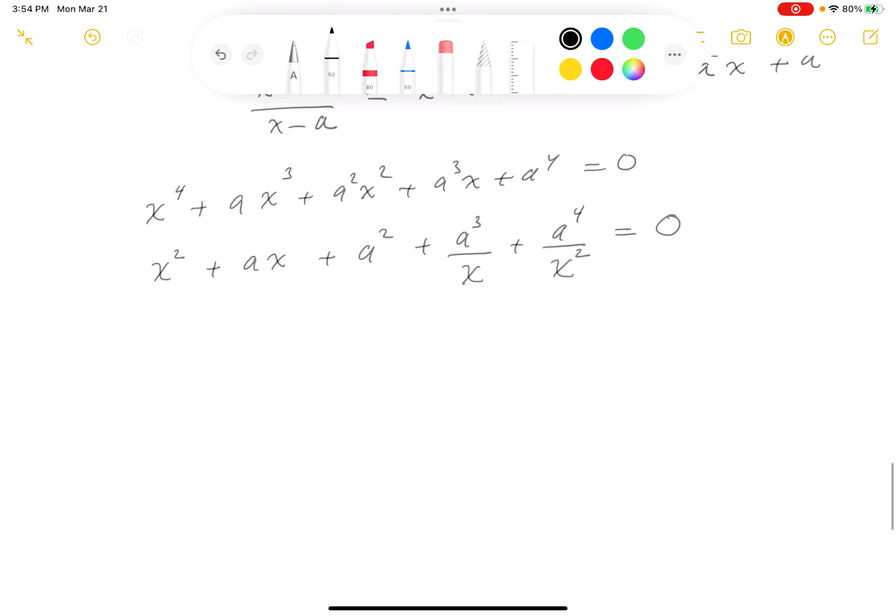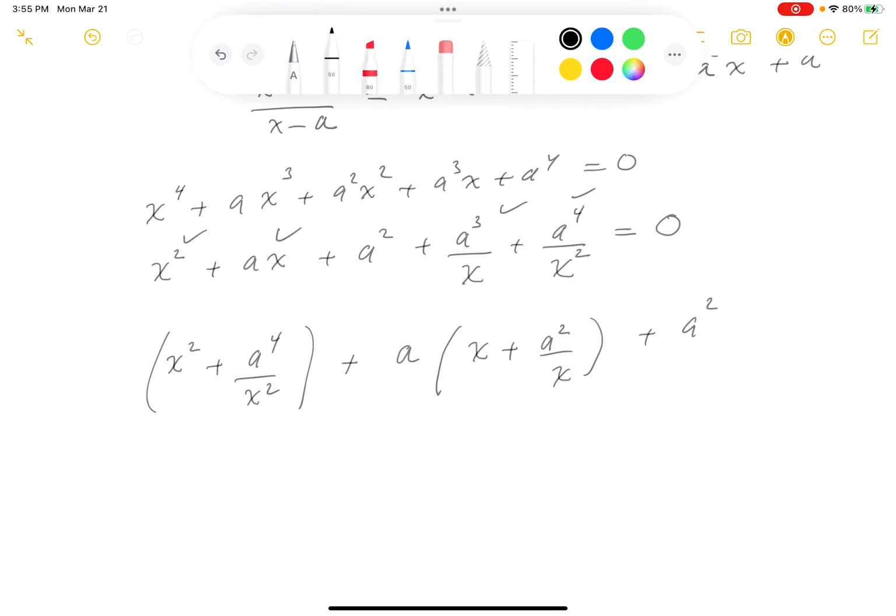Let's just rearrange a tiny little bit. And let's write this down. X^2 plus a^4 over x^2. This looks a little strange, though, doesn't it? Plus, I associate these two. And let's do the next one. Plus, let's write this down. It would be a times x plus a^2 over x, that's those two associated, plus a^2 equals 0.